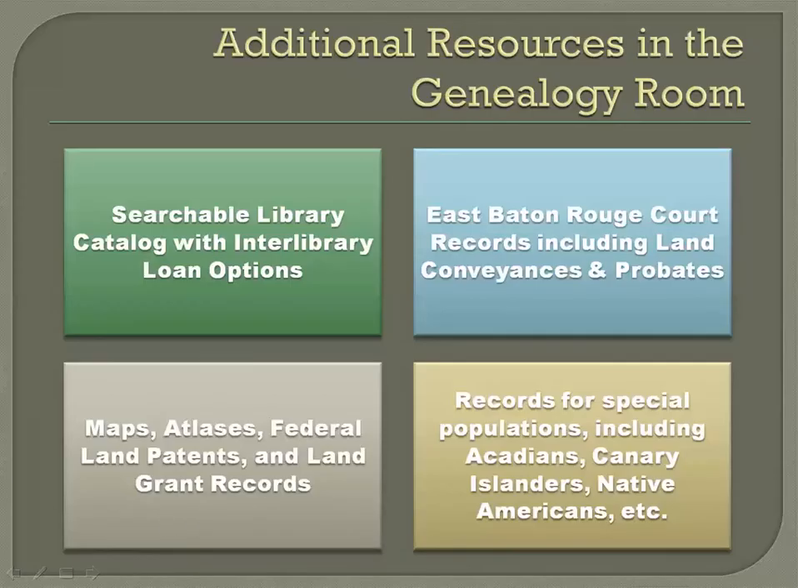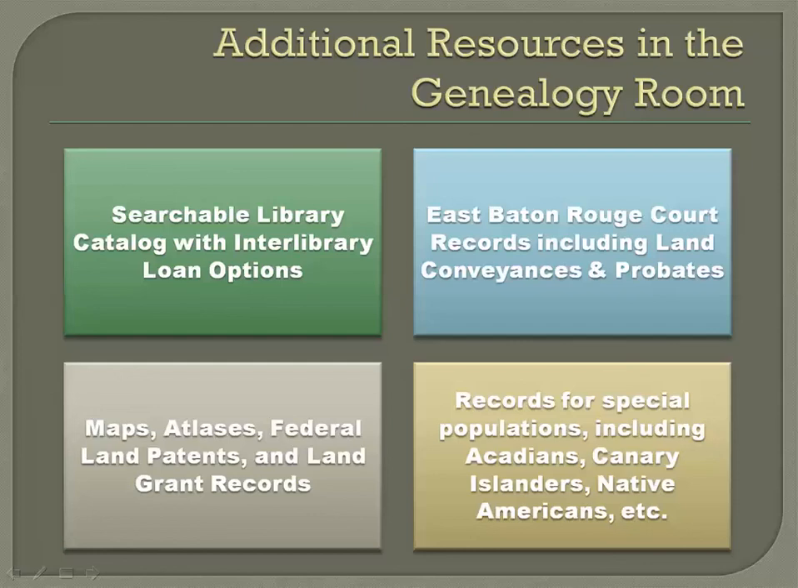There are lots of additional resources available to you in the genealogy room at the East Baton Rouge Parish Library. Once again, the library catalog is fully searchable and there are interlibrary loan options. We can even acquire microfilm from some libraries across the U.S. that will lend those. We also have extensive records from the East Baton Rouge Parish, including court records, which reflect land conveyances, transfers of land from one person to another, and probate records, which once again comprise wills, estates, guardianships that include detailed genealogical information about a family. Those resources are available in our collection on microfilm.